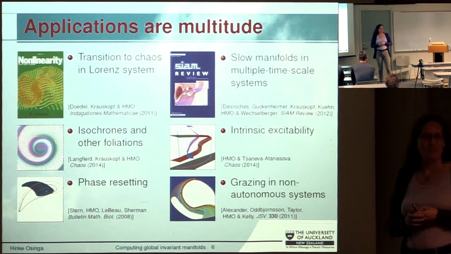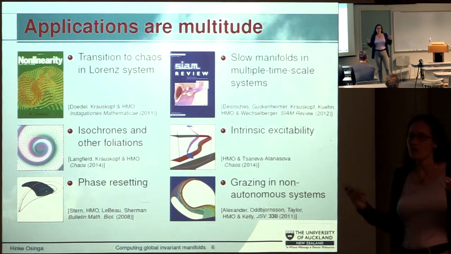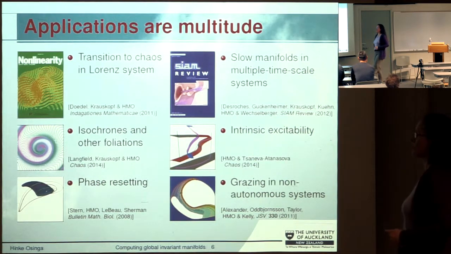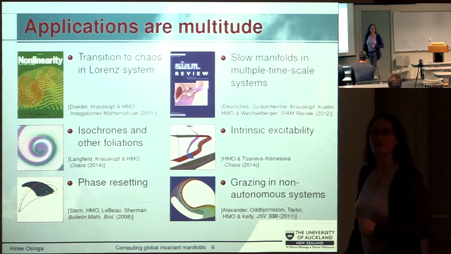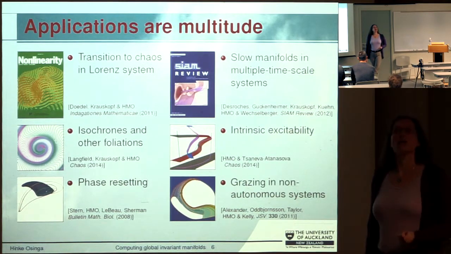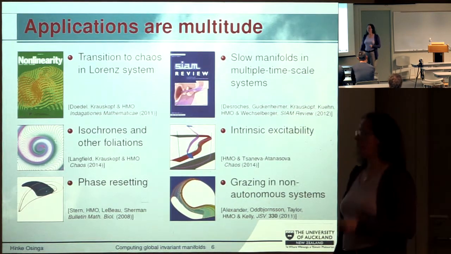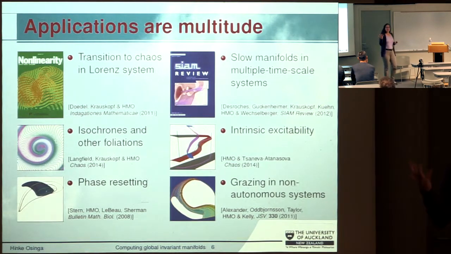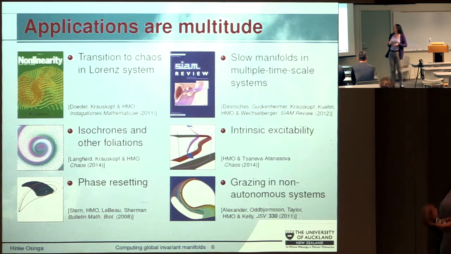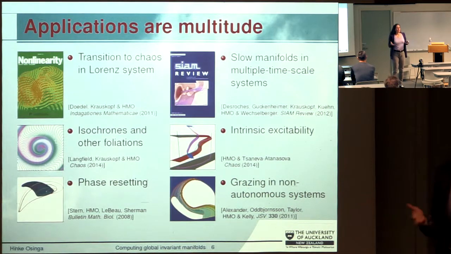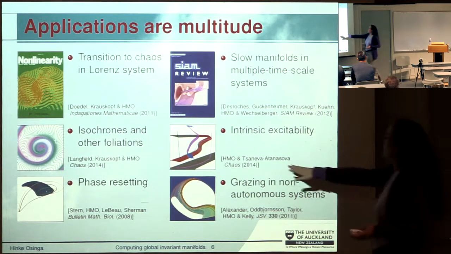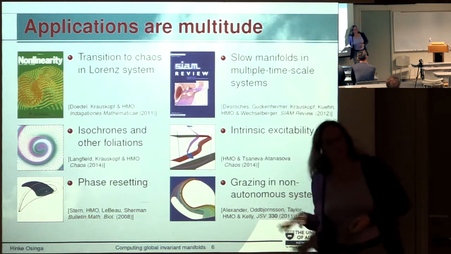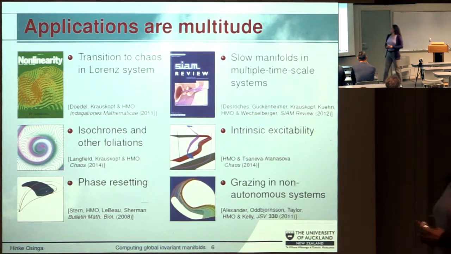Isochrones are a kind of manifold, so you can use invariant manifold computation to find isochrones and explain how the system behaves under perturbation. How does it return to the attractor? Intrinsic excitability is a similar setup. The system itself in this context is often silent.